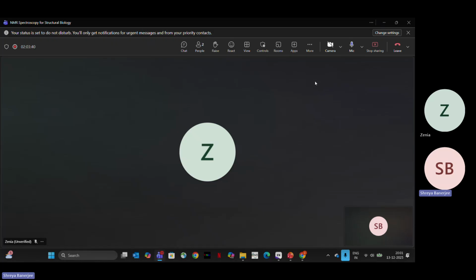I have covered basic principles of NMR and how NMR is used in determination of structure in nucleic acids, proteins, and in protein ligand protein interactions, and also discussed the basics of drug discovery. So I'll end the class here.